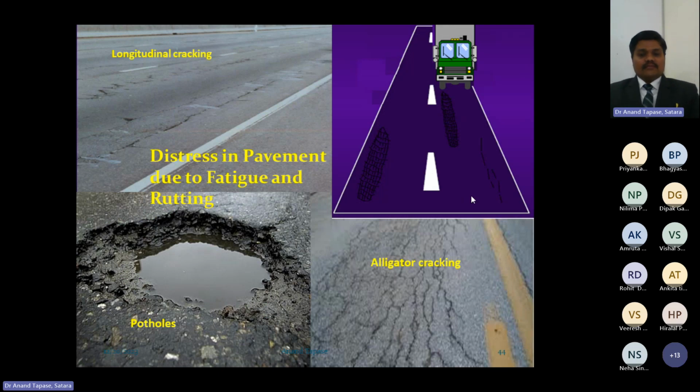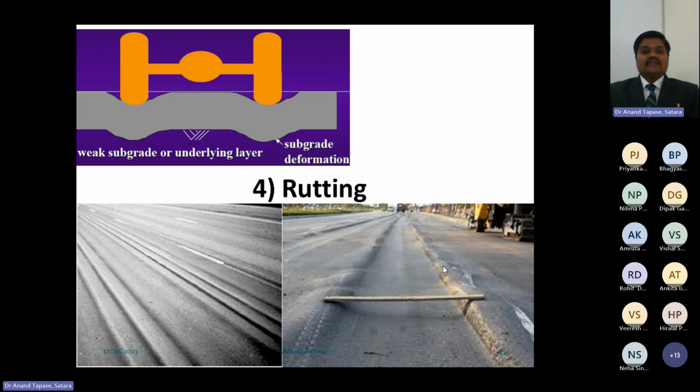This is the concept. Let us speak in detail about the distress in pavement due to fatigue and rutting. Fatigue is nothing but the cracks observed on the top surface of the layer, and it is due to the horizontal tensile strain developed at the bottom of the bituminous layer. The second parameter is rutting. Rutting is observed due to weak subgrades, or if the subgrade is not properly compacted while constructing the roads, the rutting may be observed.